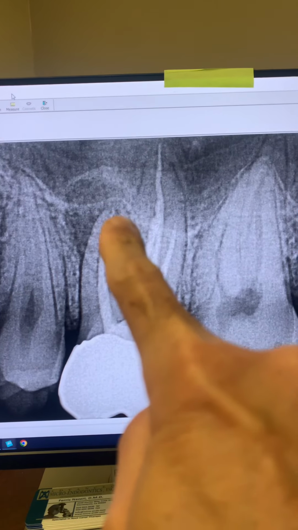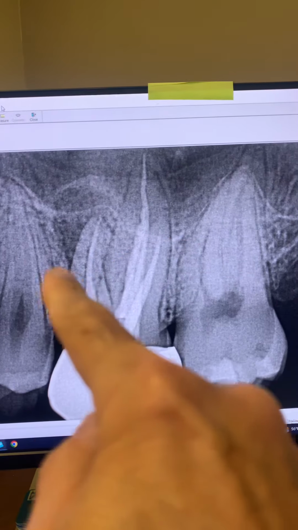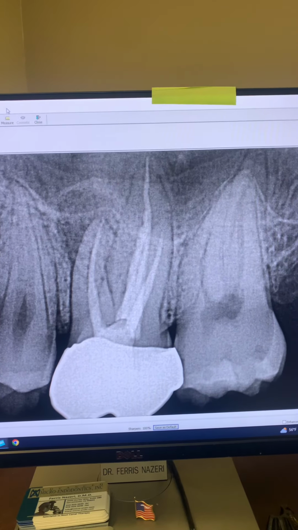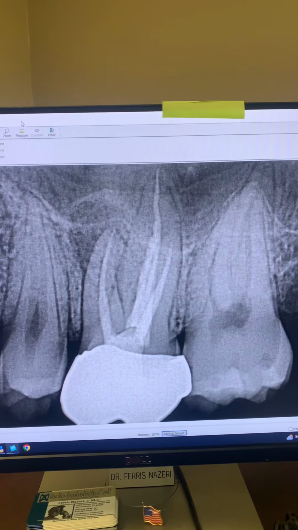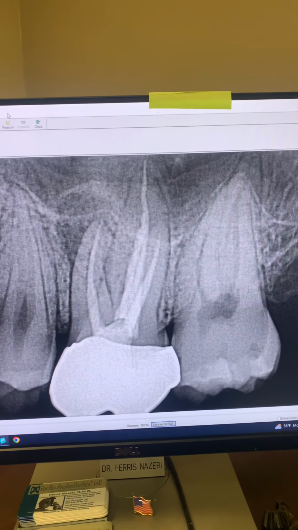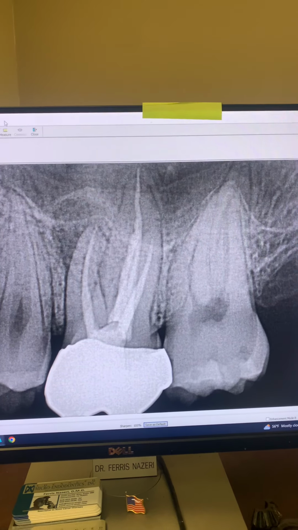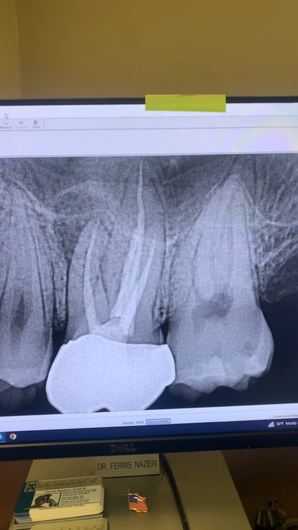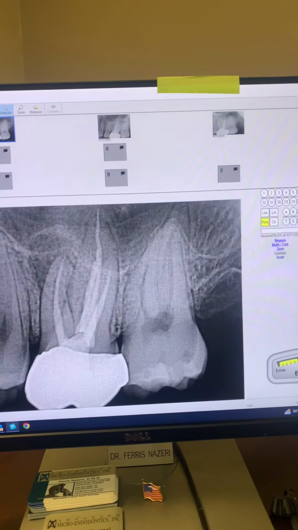Look at this, beautiful obturation all the way to length, but the mesial root has failed because the dentist left necrotic tissue and bacteria behind in the missed canals, the MB2 and the MB3 canal that he had missed.